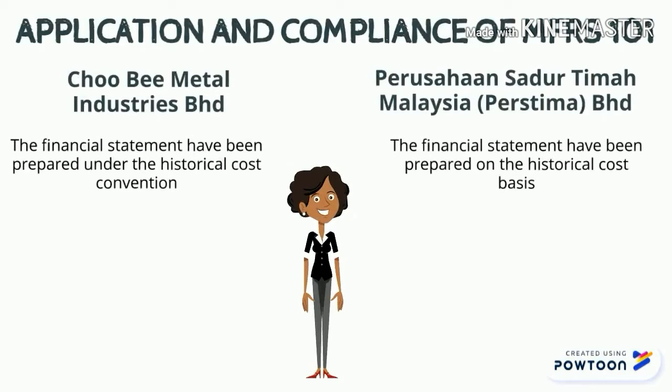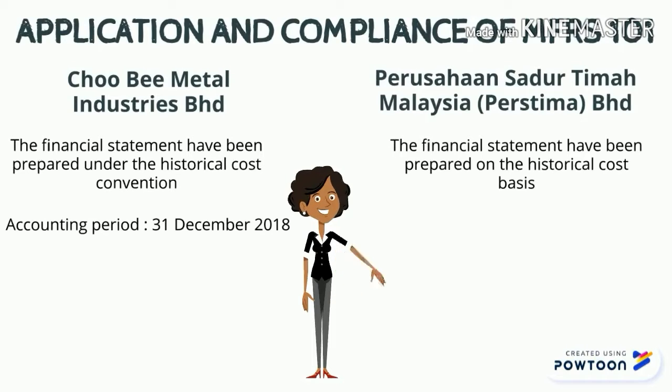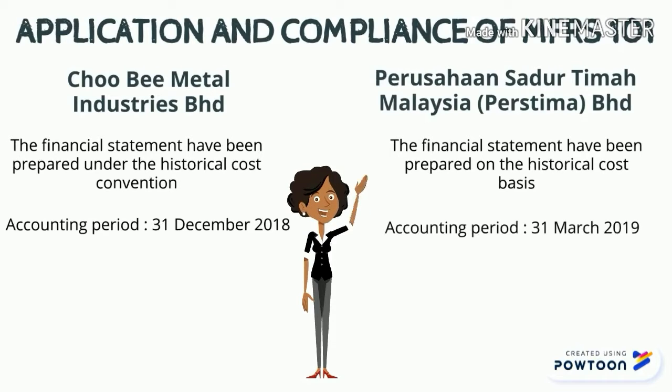For Perusahaan Sadu Timah Malaysia Perstima Berhad, the financial statements have been prepared on the historical cost basis. The accounting period for Cubi Metal Industries Berhad is 31st December 2018. As for Perusahaan Sadu Timah Malaysia Perstima Berhad, the accounting period is 31st March 2019.